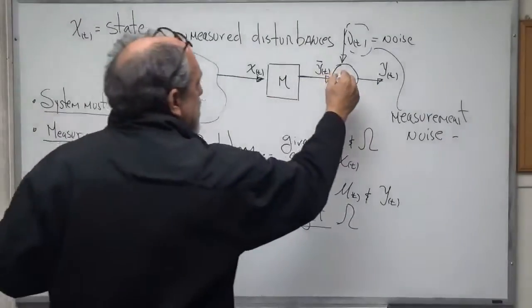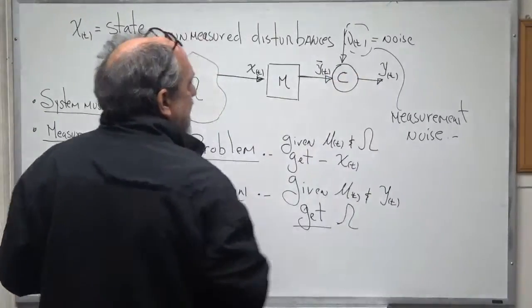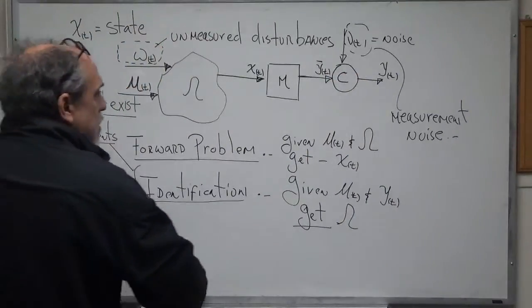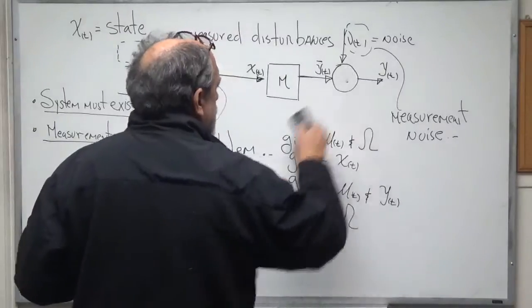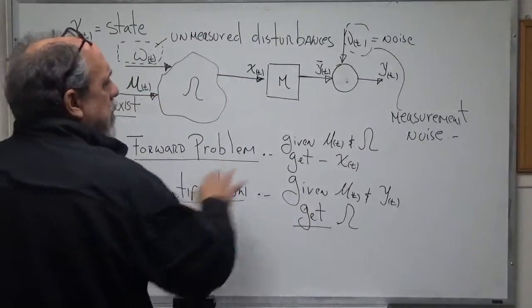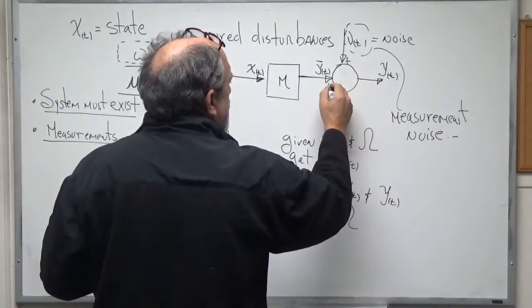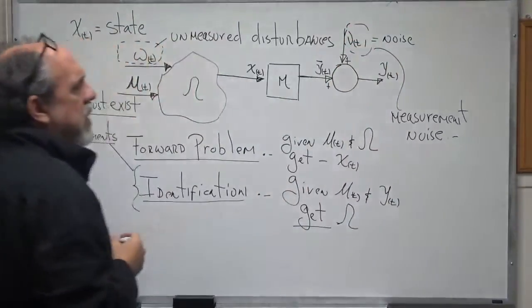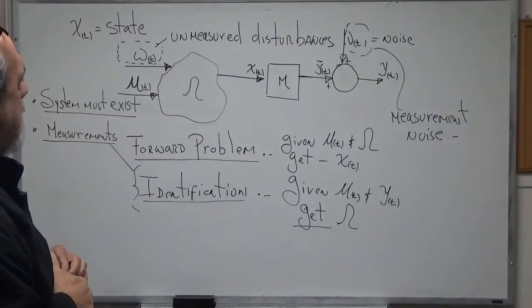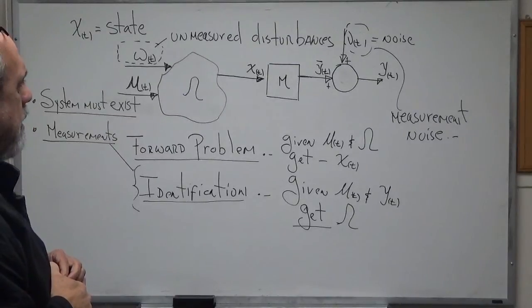This right here sometimes is called C. Well, no, that's not true. This is the measurement box. Let's just leave it like that. This is a plus. So we're just simply adding noise and we get this.